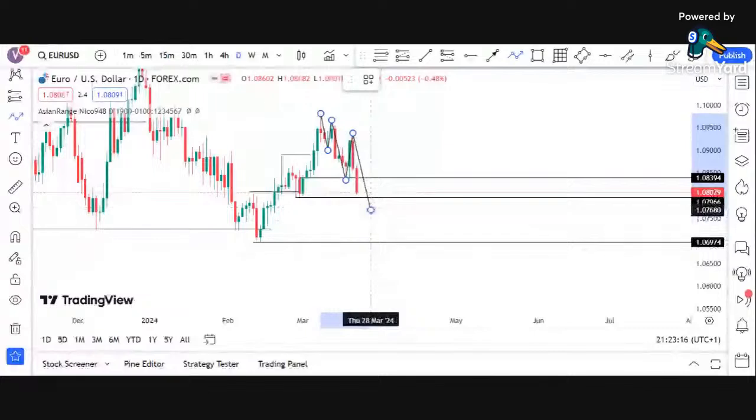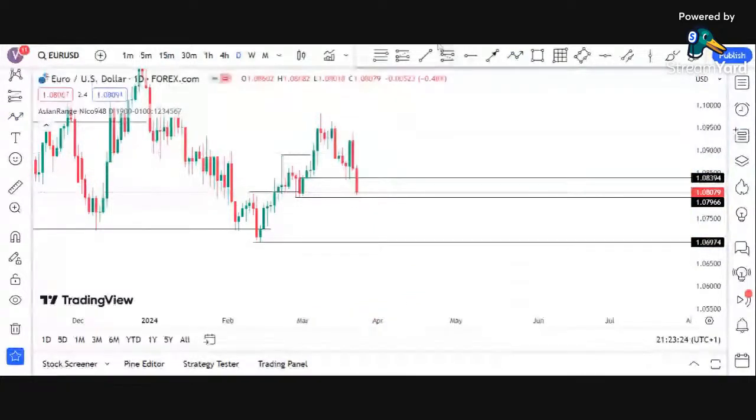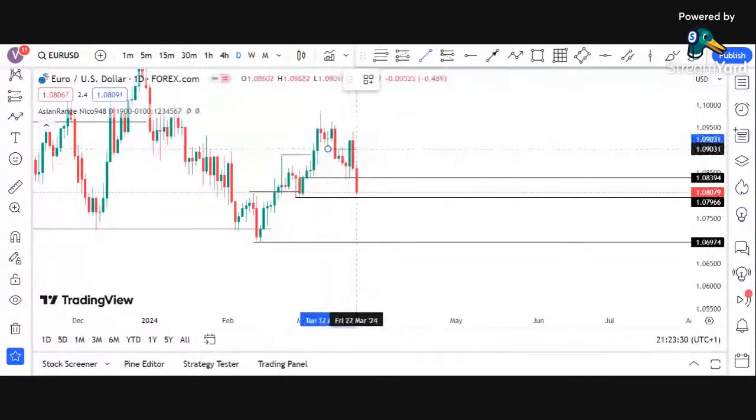But if this low is taken out, we can still look for shorts to the downside. All right, so to follow our original confluence, we saw the price traded off this mitigation block or this order block.